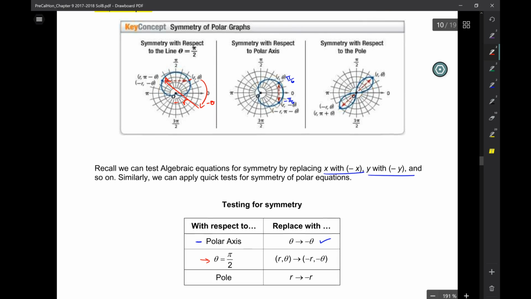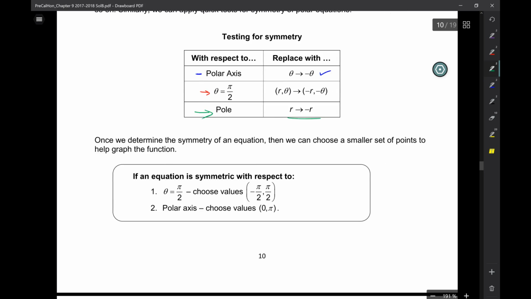And then if it's symmetric with respect to the pole, I know it's a little bit counterintuitive, but take a look here. If this is a radius of 3, then the opposite would be a radius of negative 3. So you have to replace r with negative r. Okay, so that's where they come from.